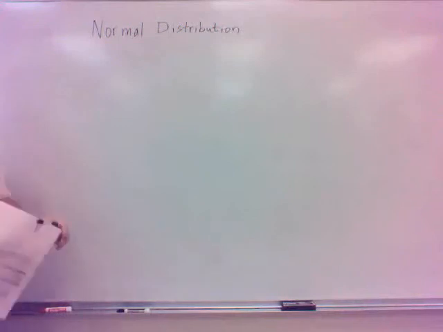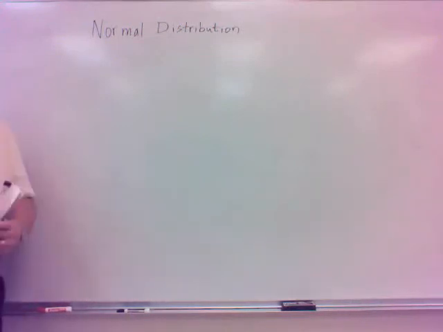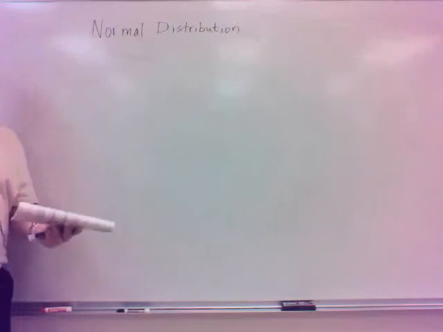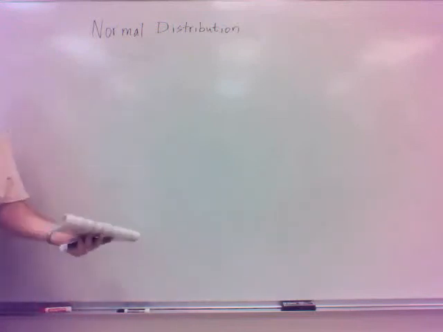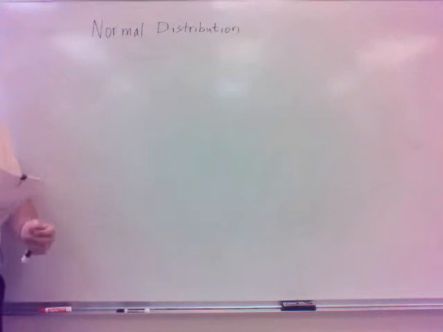Well, the normal distribution is a special type of distribution, and it occurs naturally, I guess one way we could say it. It just occurs a lot in statistics, in life. As far as distributions go, it's one of the most frequently occurring types of distributions.